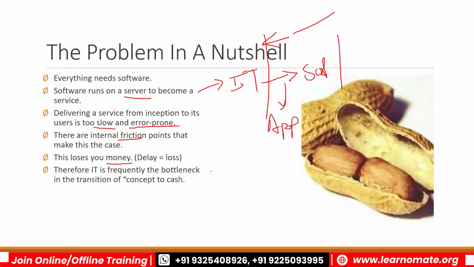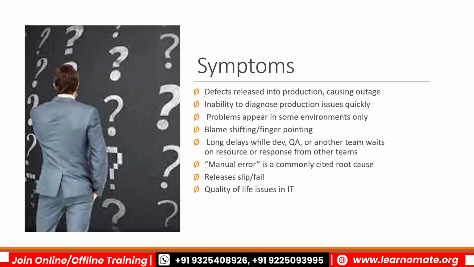Okay, so in a nutshell, what we are saying is that there can be a problem, there can be a bottleneck when we are trying to deliver our application to the end customer. Those are the different things which can plague any software delivery lifecycle. Some of the symptoms you might see are the inability to diagnose any kind of issues early in the life cycle.